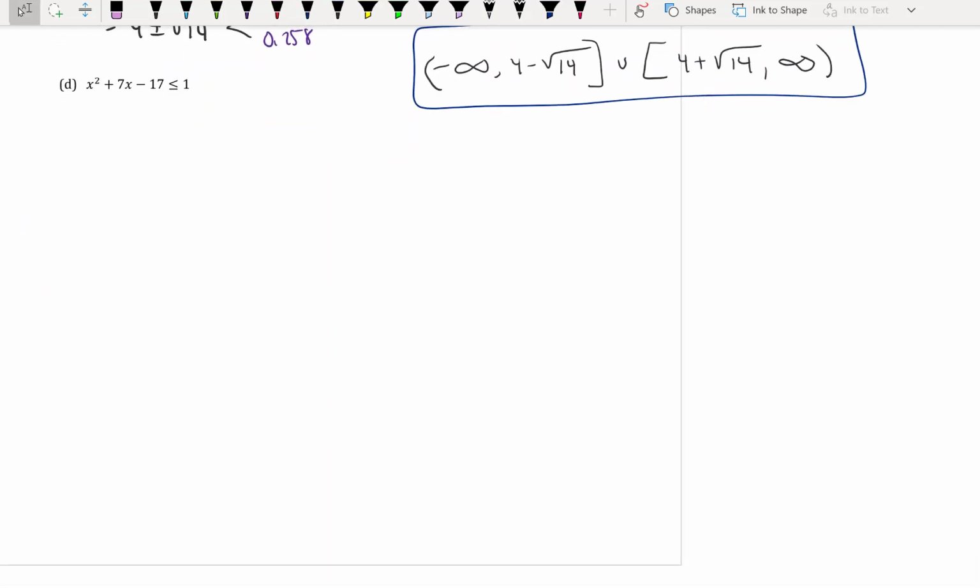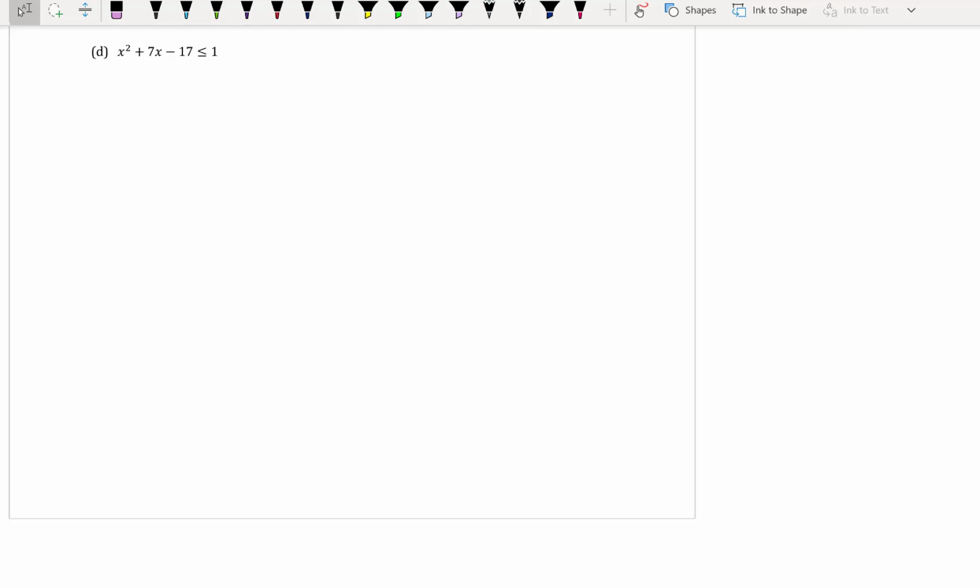Now for part D. I want to make sure that I get it equal to 0, so I'm going to subtract 1 from both sides, so that x squared plus 7x minus 18 is equal to 0. So I'm going to see if I can factor. If I'm looking at the multiples of 18, I have 1 times 18, 2 times 9, 3 times 6, and I believe that is it. So the only combination that's going to give me 7 is the 2 and the 9.